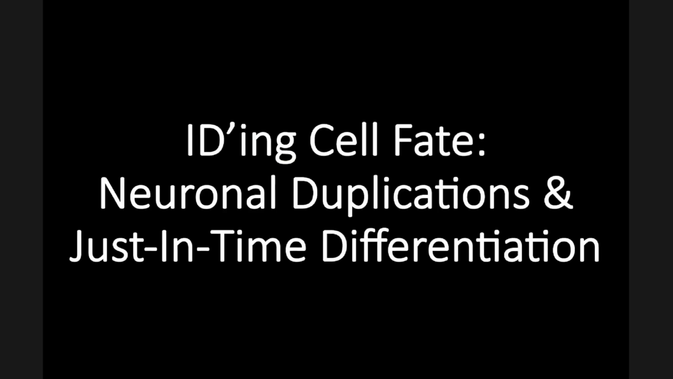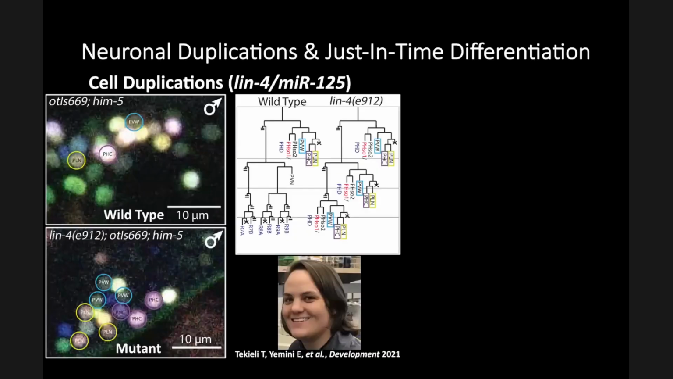Okay, the other exciting thing I want to tell you about is identifying cell fate, particularly identifying neuronal duplications and looking at this really exciting thing that we found called just-in-time differentiation. It all makes sense in this next slide. This is work, by the way, that was led by a colleague of mine, Tessa, who was also a PhD student in Oliver's lab, and she's also fantastic. And I got a chance to be a part of this really nice work that she led here.